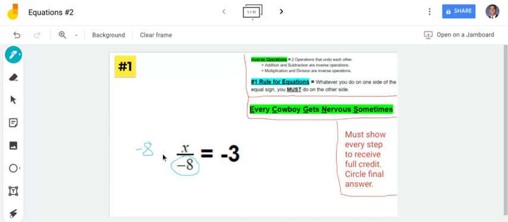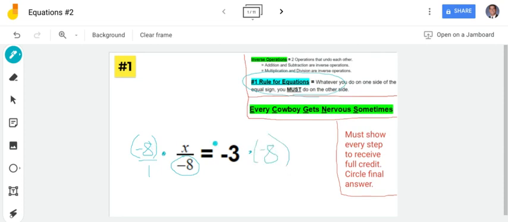Now, -8 is like -8 over 1. Would you agree? -8 divided by 1, that's still -8. And remember, if I multiply the left side by -8, what must I do to the right side? I must do the same thing, right? That's the golden rule for equations. And so I'm going to multiply by -8.